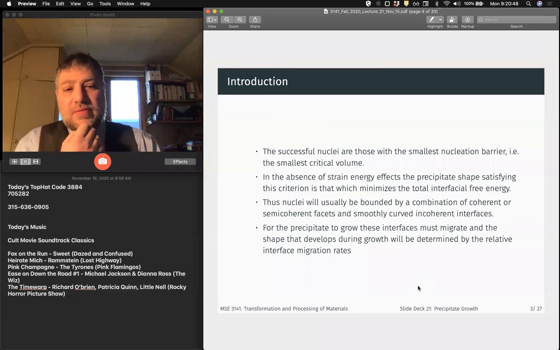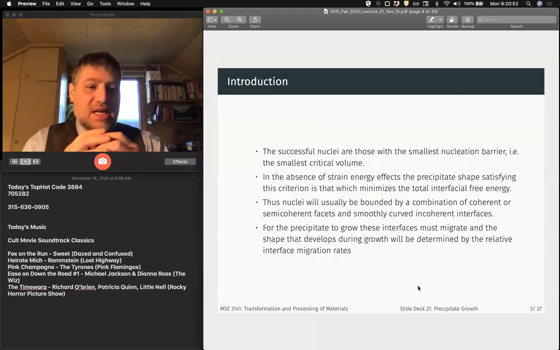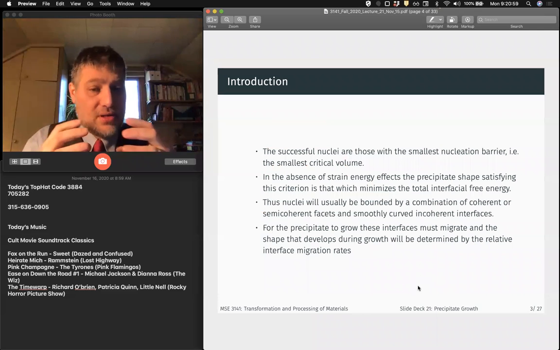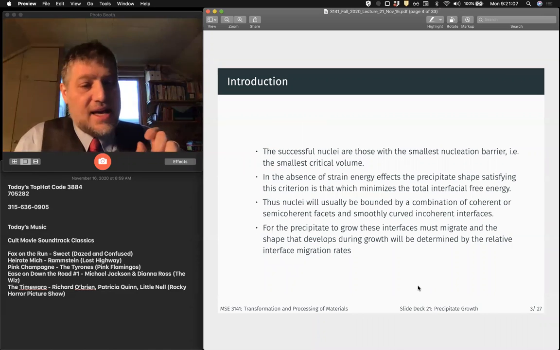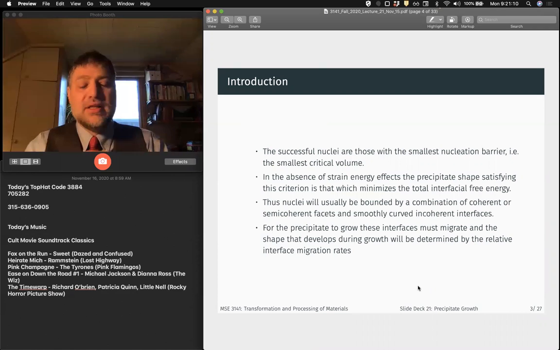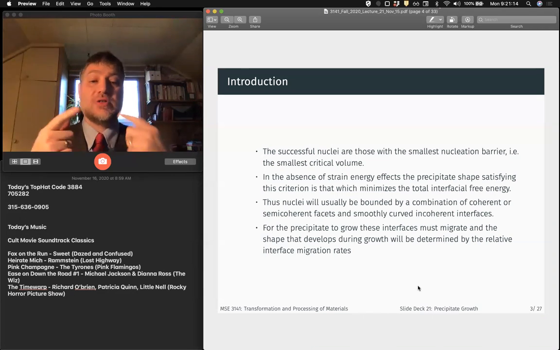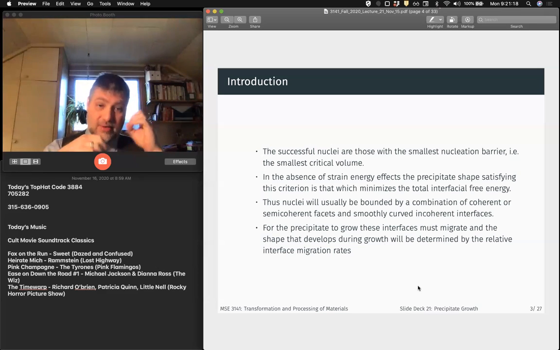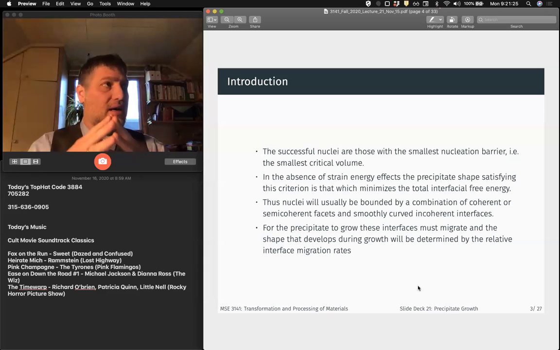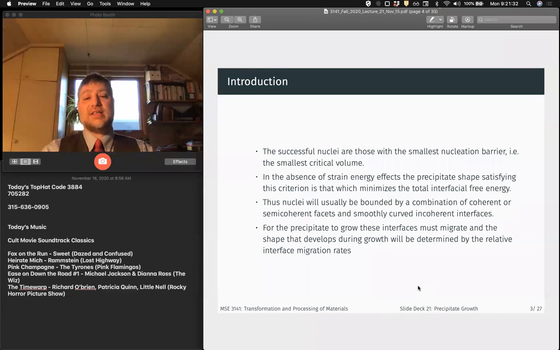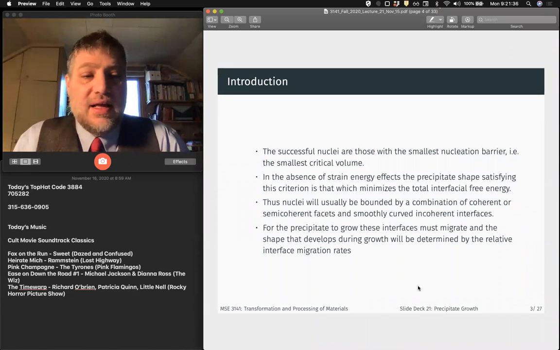If we think about growth, we said before that the successful nuclei are going to be those with the smallest nucleation barrier, those with the smallest critical volume. And because of the nature of the Boltzmann statistics, small changes in activation energy really get magnified, right? So all the precipitates that we see are going to be those with the lowest energy. We're not going to see ones that nucleate in other places simply because when you plug those in, the nucleation rates are so different. So the precipitate that we're going to see is the one which minimizes the total interfacial free energy, right?